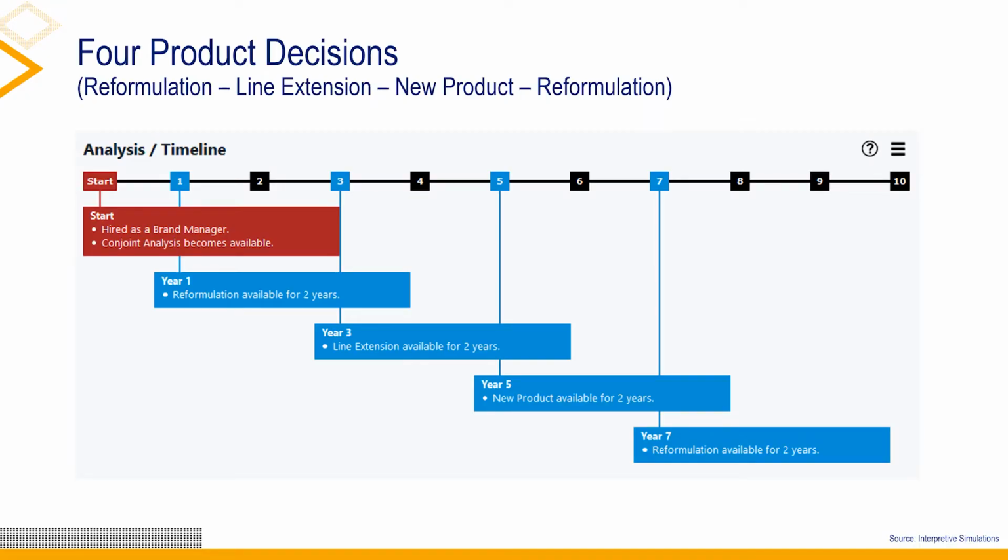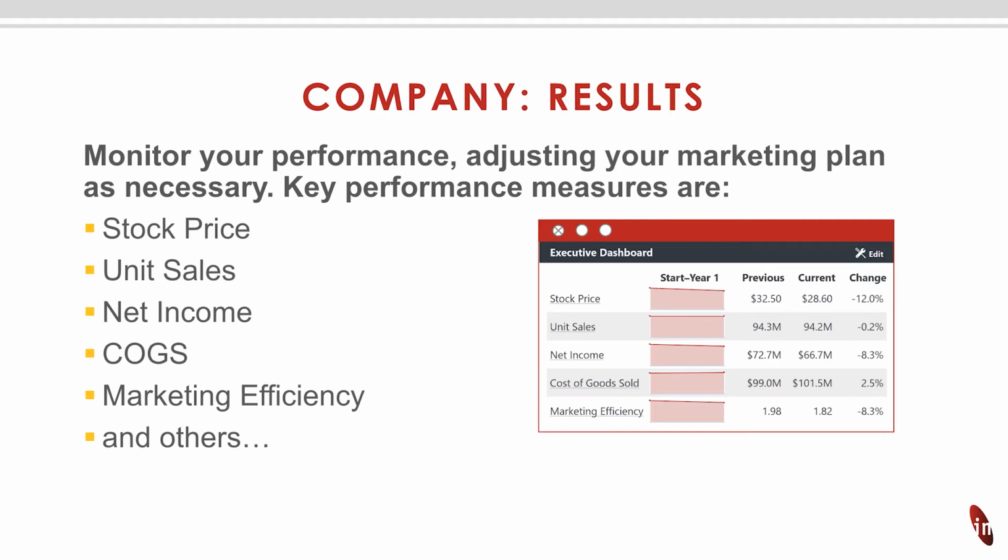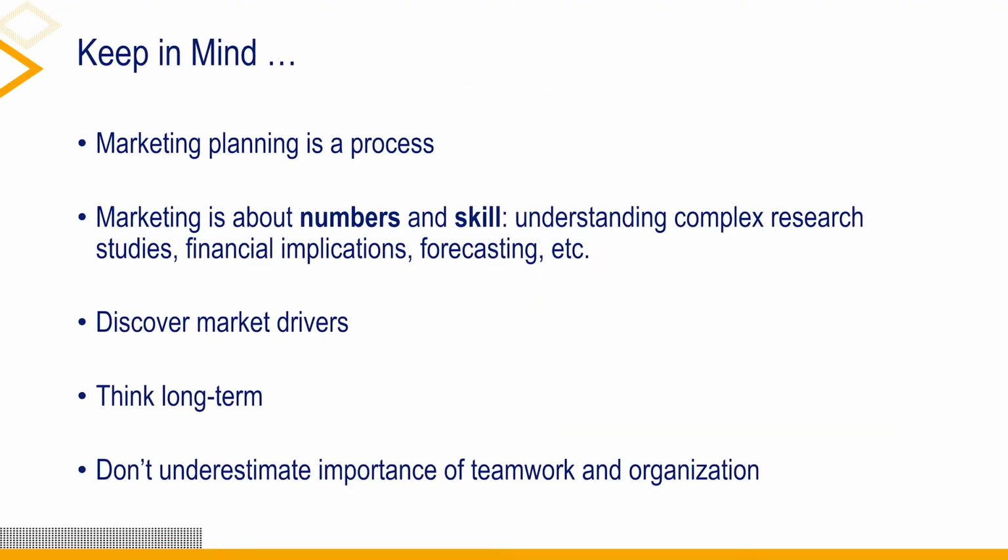During the course of the simulation, you will have the opportunity to make 4 product decisions. These come available as R&D gets to a point where the work they are doing can be commercialized. Each has a 2-period window in which to implement it. In addition to intermediary metrics like shelf space, you'll have access to end result metrics that include unit sales and net income.